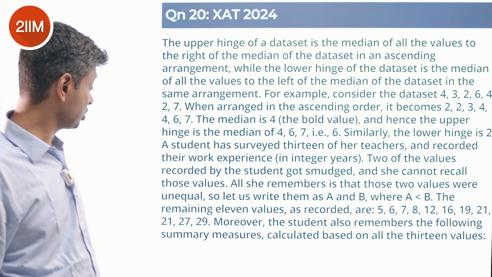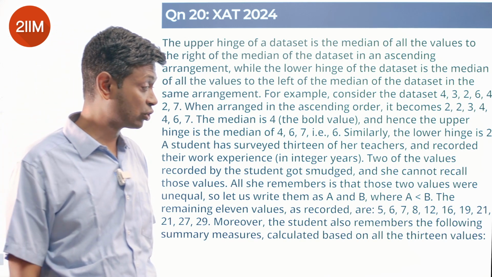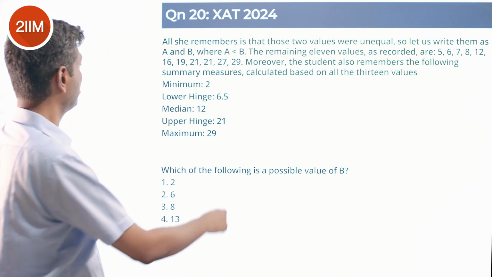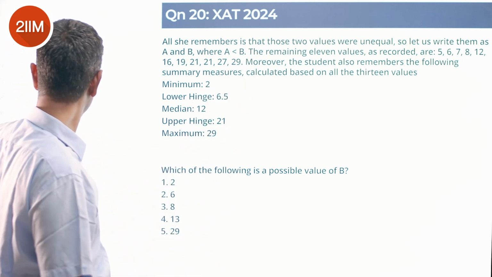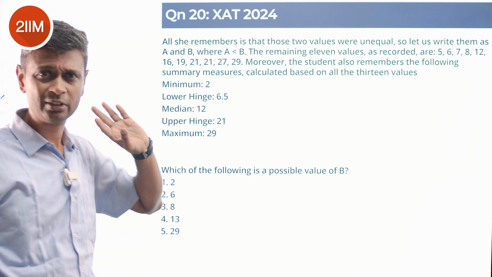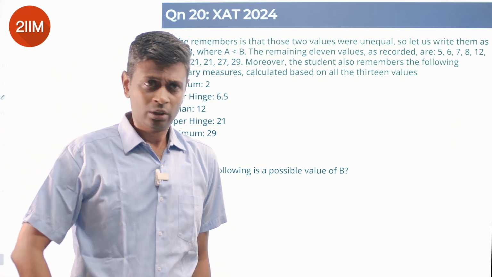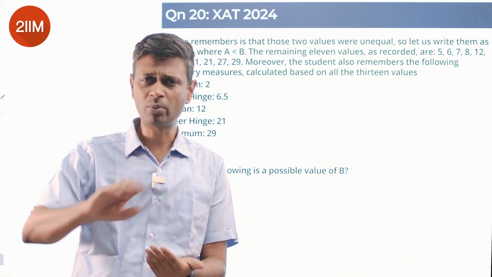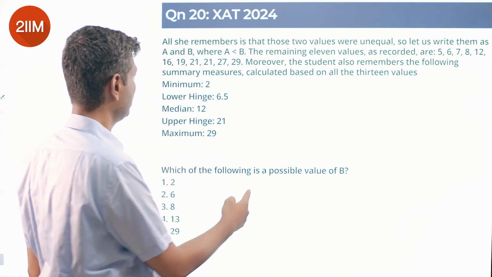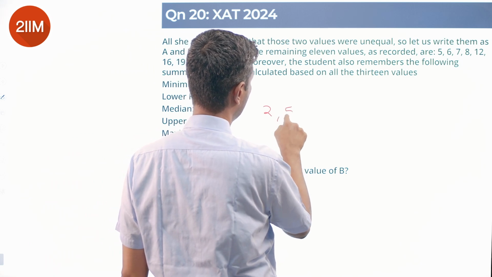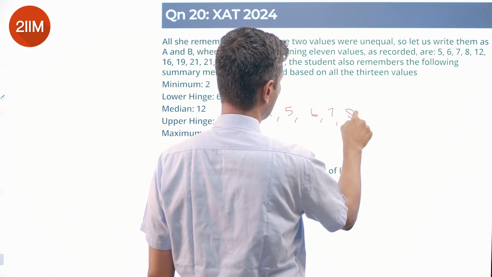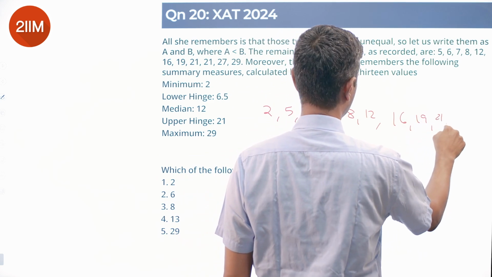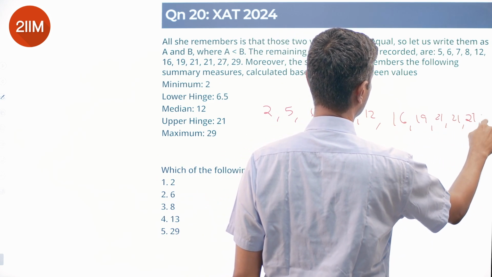Moreover, the student also remembers the following summary measures calculated based on all the 13 values. The minimum is 2. There's no 2 here. A is 2. That's a big giveaway. Minimum is 2. There's no 2 in the 11 values. So 2 has to be from one of the people. So the smaller value is 2. And so already we're saying, hey, 2, 5, 6, 7, 8, 12, 16, 19, 21, 21, 27, 29.